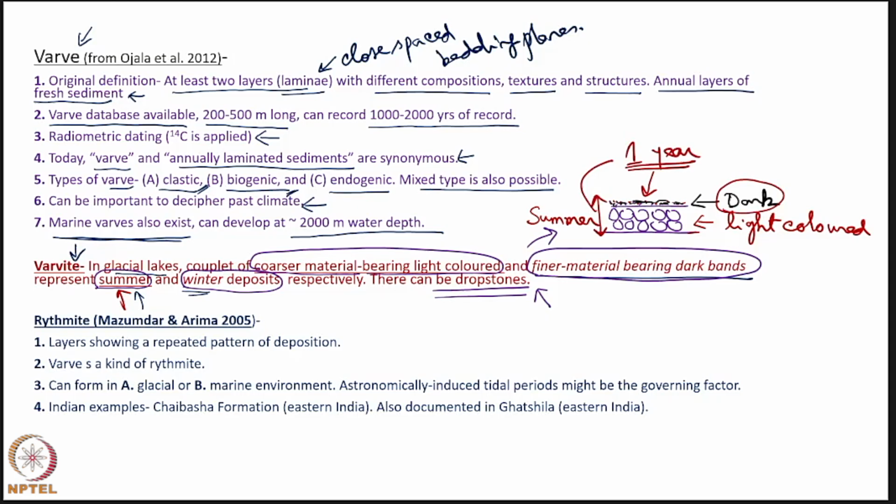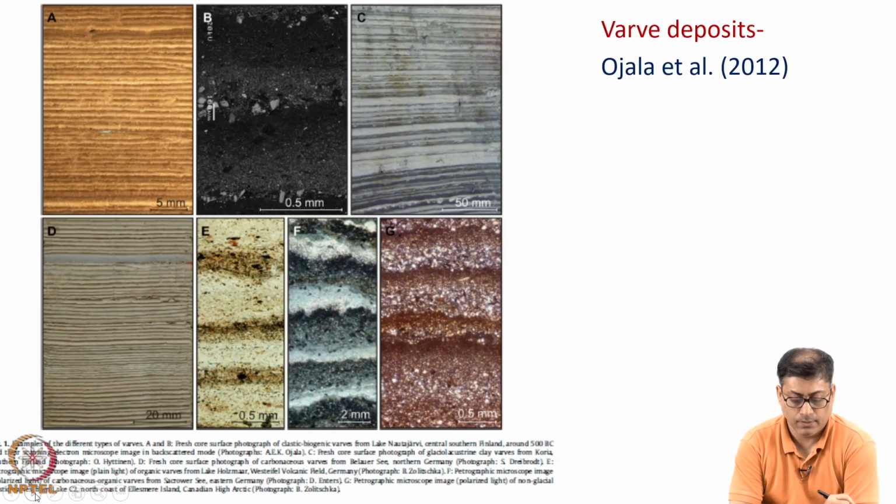I am going to show you alternating light and dark colored materials, and one can make out most probably that is indicating summer followed by winter deposit. So, one can actually count, if you are very sure summer and winter variation is demonstrated by some other studies, how many summers, how many winters and how many years are indicated by such a succession. This is how the varve deposits can look like.